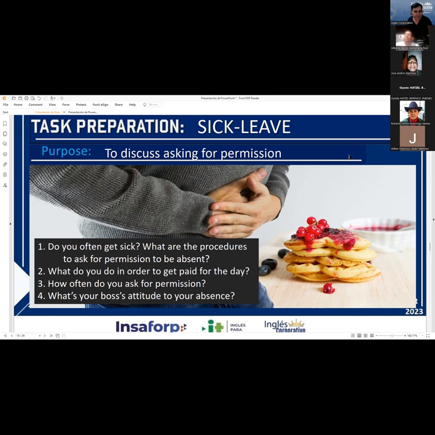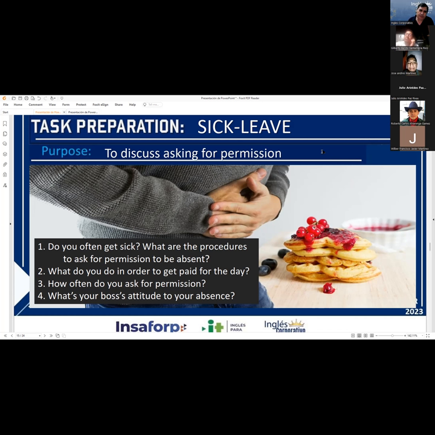Okay, then we have, what's your boss's attitude towards your absence? What's your boss's attitude toward your absence? Teacher, regularly I don't ask permission. Then the attitude of my boss is good. The attitude of your boss is good. Yeah. Yeah, my boss too.